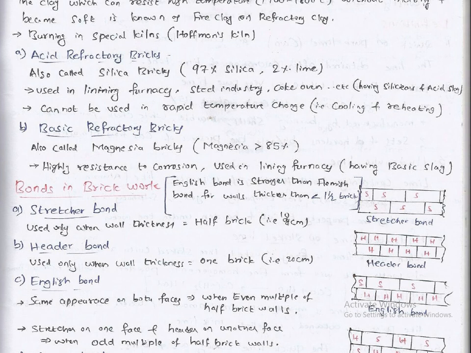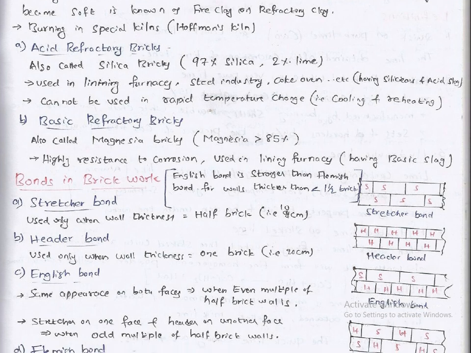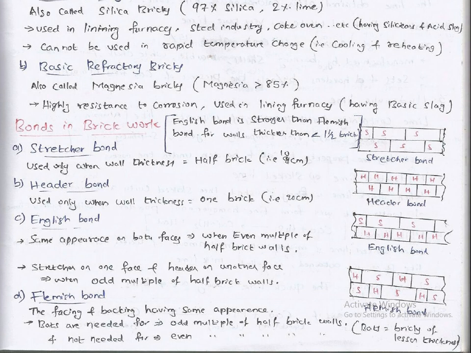Okay, now moving to Flemish bond. The facing and backing have the same appearance. Bats are needed for odd multiples of half brick walls and also needed for even multiples. Bats are bricks of lesser thickness. In the Flemish bond we have header and stretcher alternate in each layer. English courses are distinguished whereas Flemish are alternate.